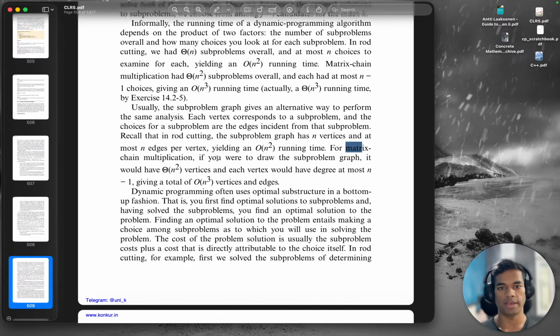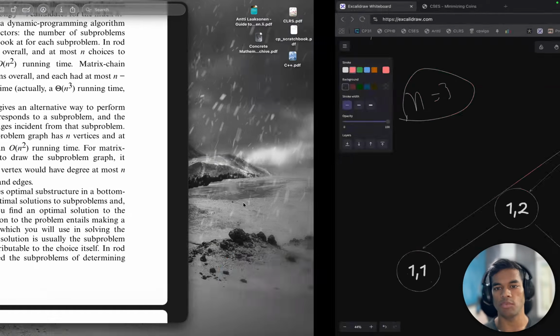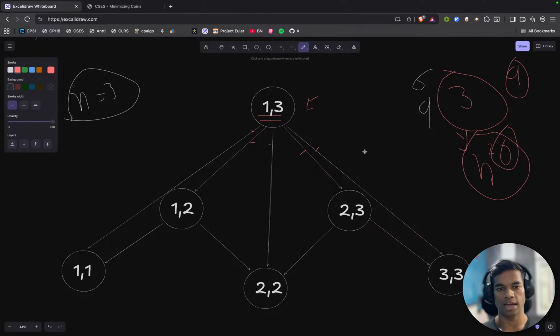For matrix chain multiplication, if you draw the subproblem graph, they are not saying it will have exactly n square, but on average, best case, worst case, n square. I don't know the asymptotic notation, I will have to read up on it. Vertices, and each vertex would have degree at most n.